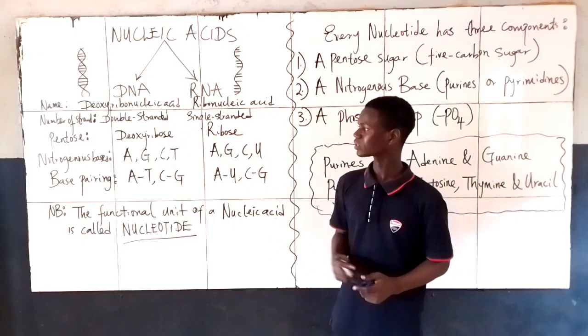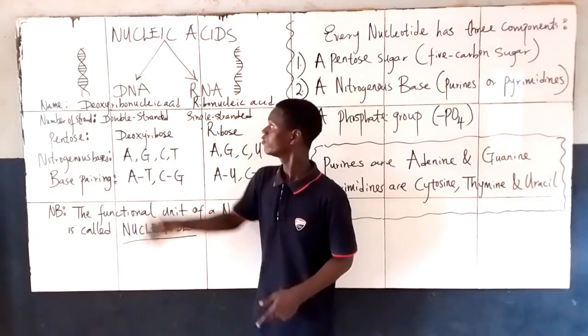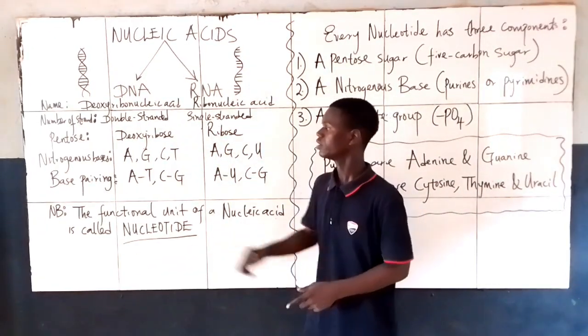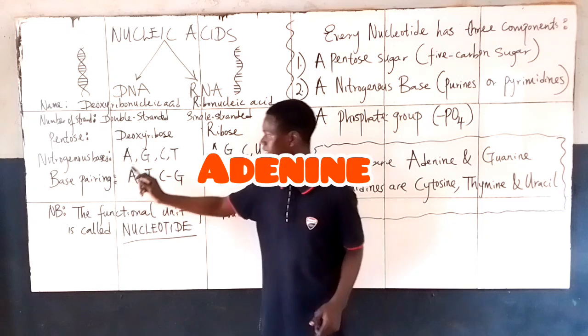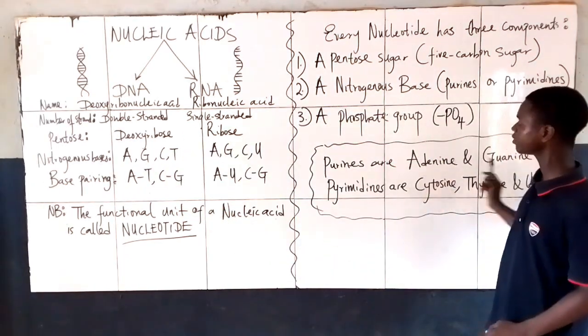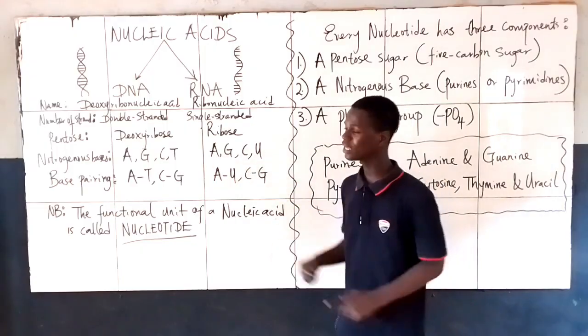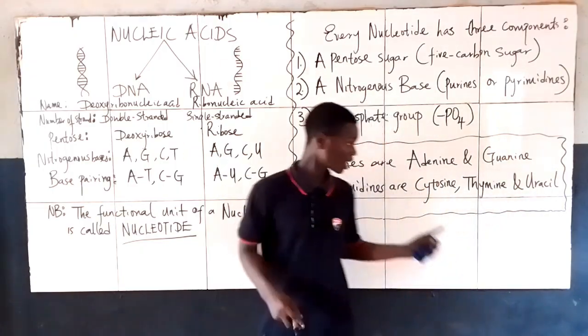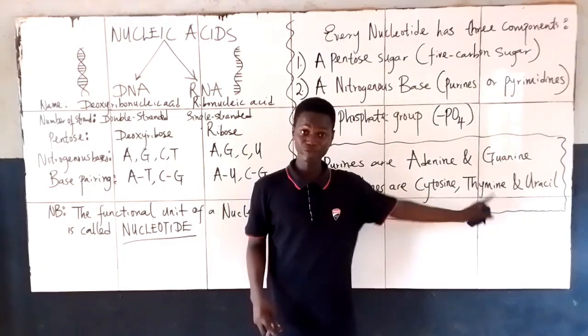So now we know what the nitrogenous bases found in DNA are, and also what the ones found in RNA are. For DNA, you have adenine, guanine, cytosine, and thymine. Those are the representation, and here are the full meanings. While for RNA, you have adenine, guanine, cytosine, and uracil. You can see their full name here.